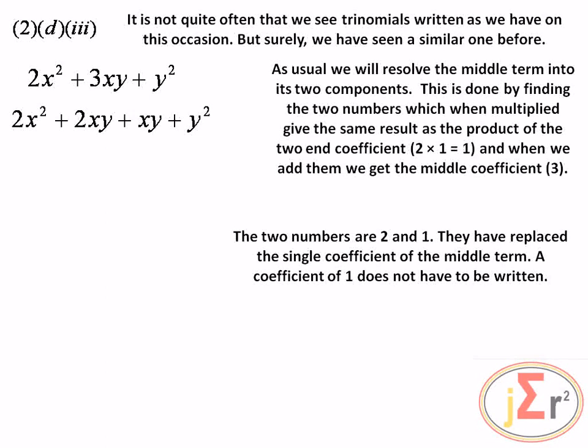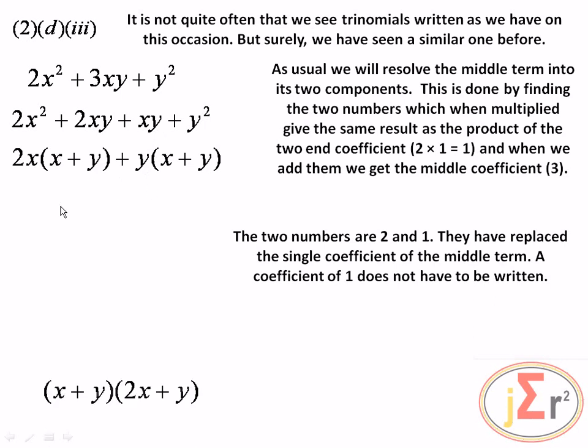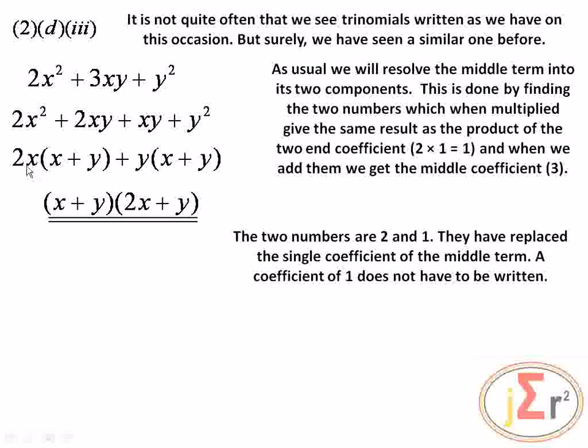A coefficient of 1 does not have to be written. We just put xy. So 2x into 2x squared is x, and the 2x will cancel with the 2x, and we have y. We take a common factor of y for the second pair. Y will cancel with y, and we have x, and y into y squared is y. In the common factor we have x plus y, and the other factor will be 2x plus y, and that is all there is to it.